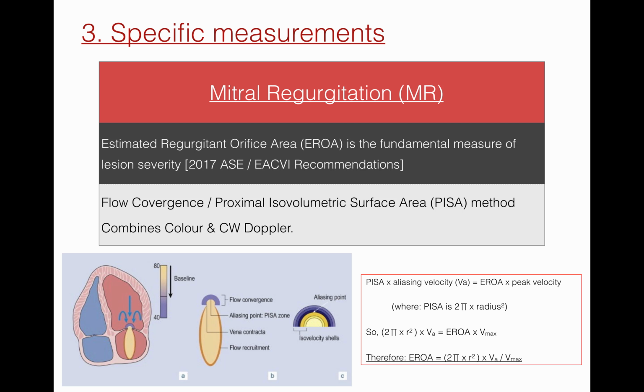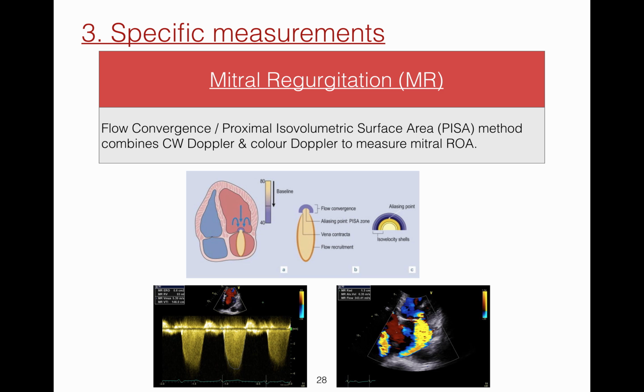Calculation of the regurgitant orifice using this method is based on the continuity equation, although the equation is rearranged as per the text on the right of this slide to account for the methods used to make the measurement. Fortunately, the complicated maths is undertaken by the machine, and the method is relatively straightforward provided that the sonographer acquires the appropriate measurements correctly. The PISA method for measuring the regurgitant orifice area combines continuous wave Doppler and color Doppler.